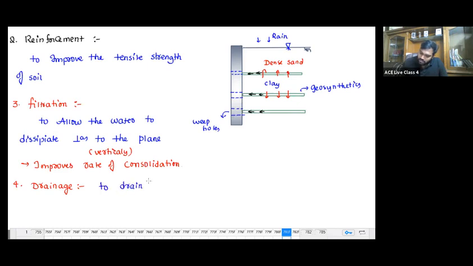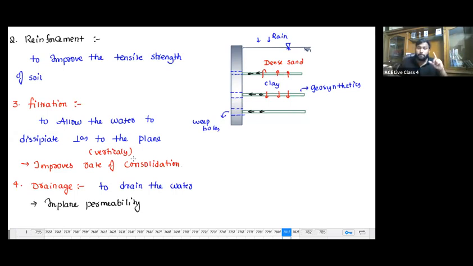To drain the water. So is this in-plane permeability or cross-plane permeability? This is in-plane permeability. And perpendicular, this is nothing but cross-plane. So drainage is going to be in plane, along the plane or within the plane.